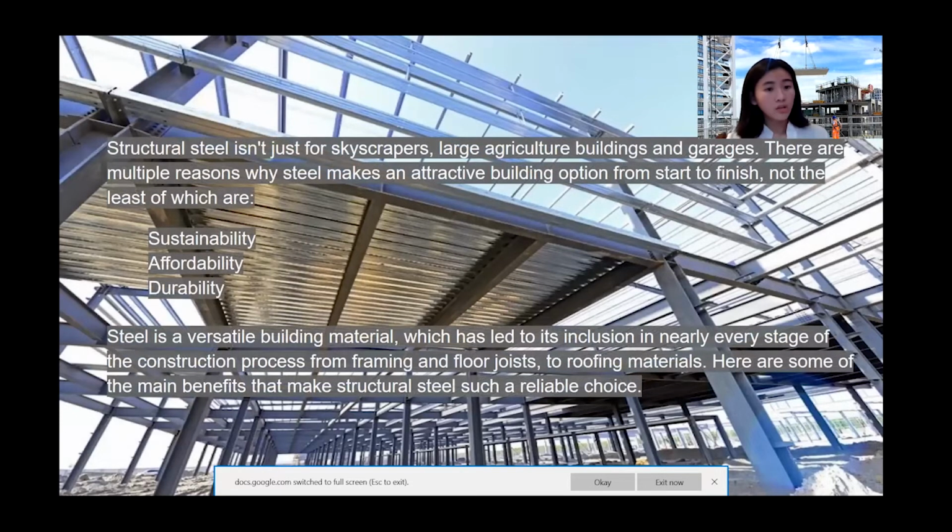Structural steel construction isn't just for skyscrapers, large agricultural buildings, and garages. Steel is a versatile building material which has led to its inclusion in nearly every stage of the construction process. Some of the main benefits that make structural steel such a reliable choice are sustainability, affordability, and durability.